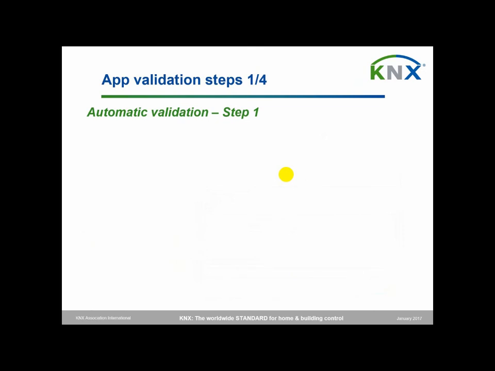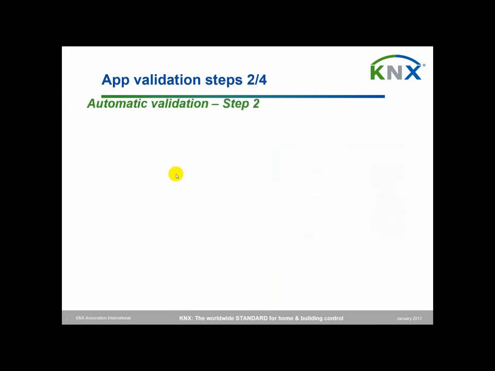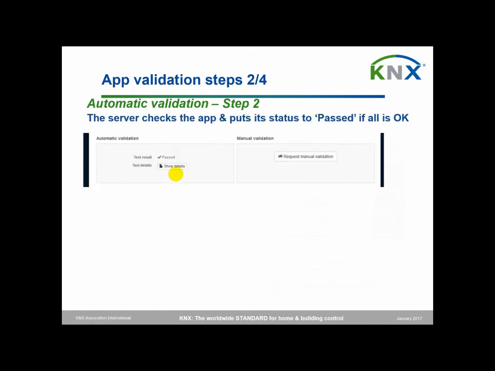What are the app validation steps then? So there are 4 steps. First is the automatic validation, so step 1. You need to register and to upload the app. You need to provide all commercial details, and after that you just click Save ETS App Version. Automatic validation step 2 is where the server will check the app and puts its status to passed if everything is okay.